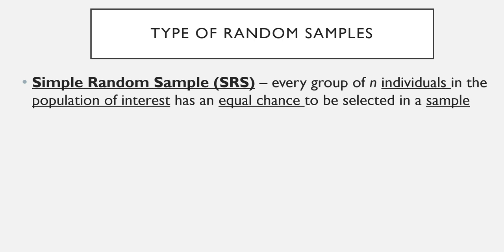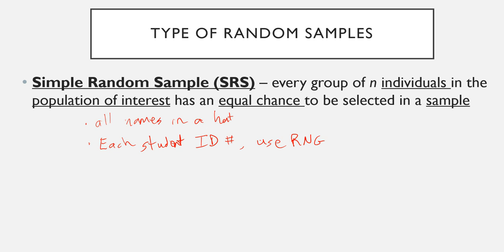So, for example, you could put all names in a hat and select from the hat. Here at Gibbons, let's say that we're interested in gauging student interest about a new policy here at Cardinal Gibbons. Well, each student actually has an ID number. And assuming that they go in order, we could use a random number generator to come up with 10 unique numbers and survey those people, right? So we take the ID numbers, randomly generate 10, 20, 30, however many people we want to talk to.